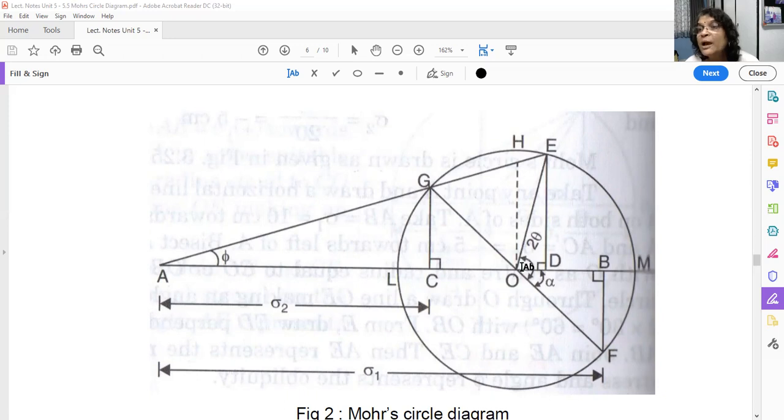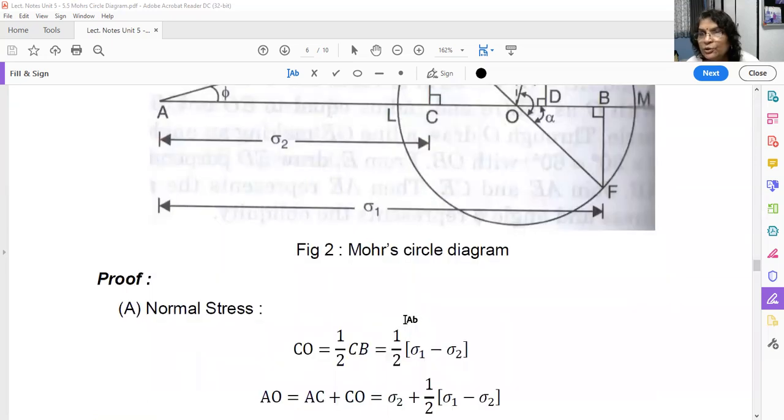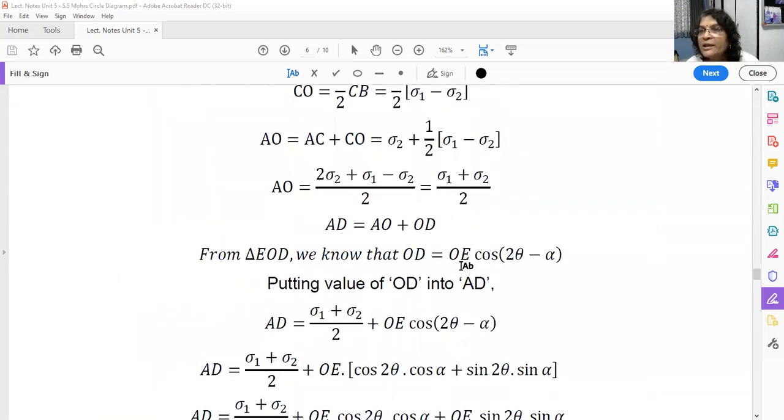So how can I write down this OD? If I define cos (2 theta minus alpha), cos (2 theta minus alpha) is OD upon EO. So OD is equal to OE into cos (2 theta minus alpha). Here it is written OD is equal to OE cos (2 theta minus alpha). So putting the value of OD here in AD, because we want to find AD. AD is equal to AO, that is (sigma 1 plus sigma 2) by 2, plus OD from here, OE cos (2 theta minus alpha).